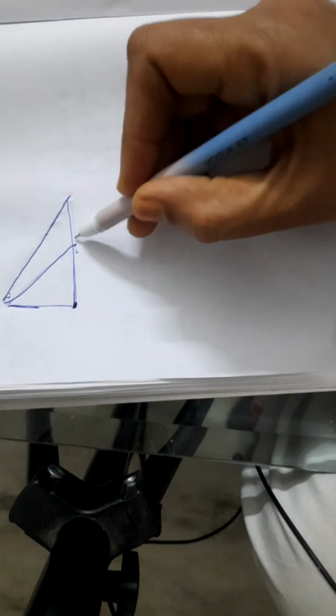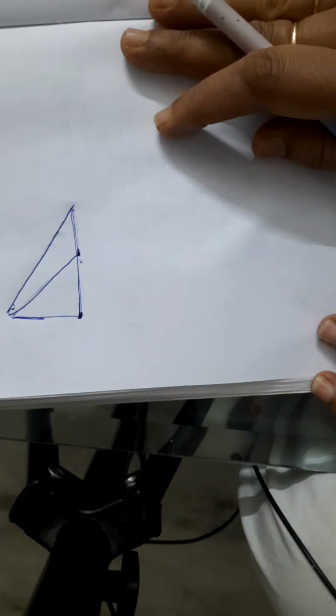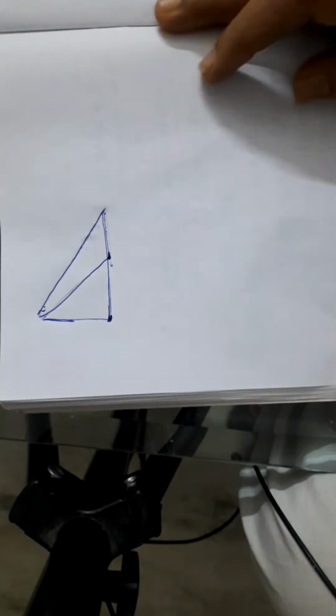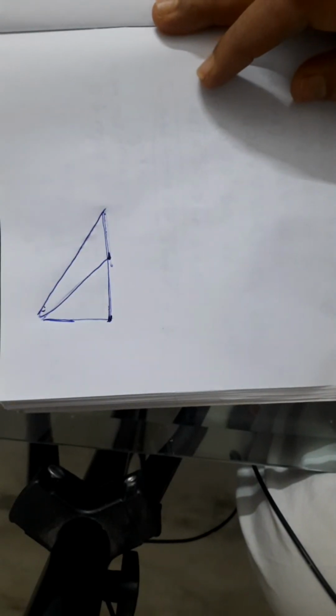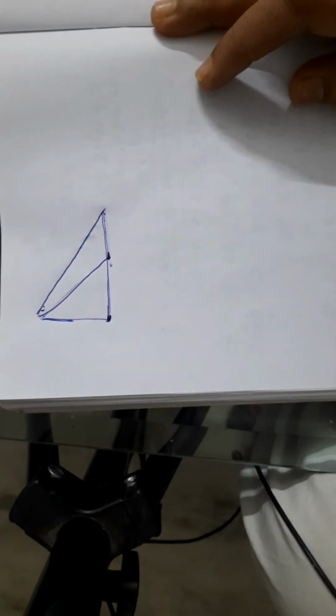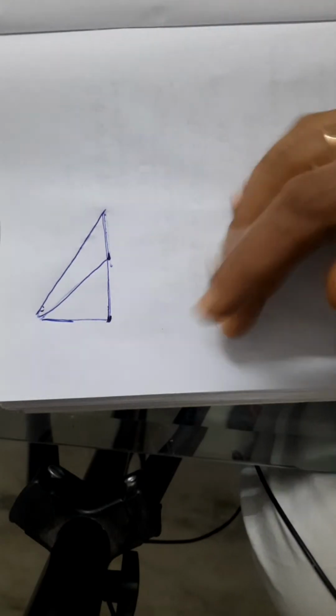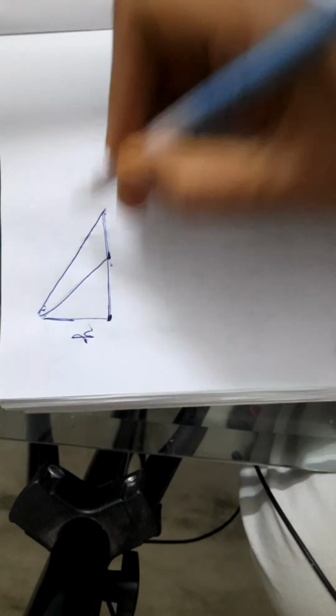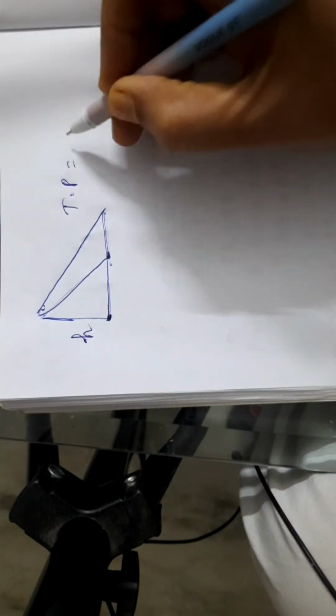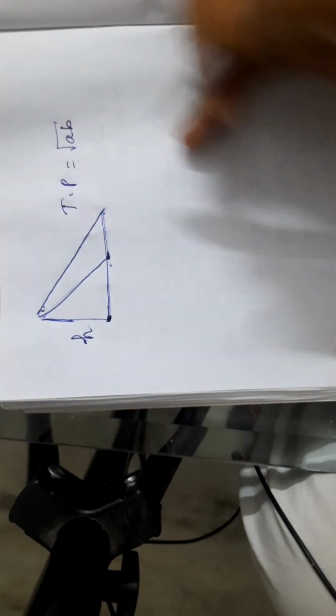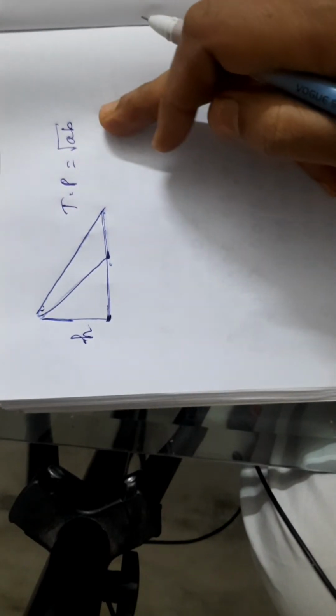If you recall, this is the second last question of your textbook, where the distances are given, I think 4 and 9. We need to find the height of the tower. So here we need to prove that the height of the tower is root over AB. This can even be a direct MCQ.